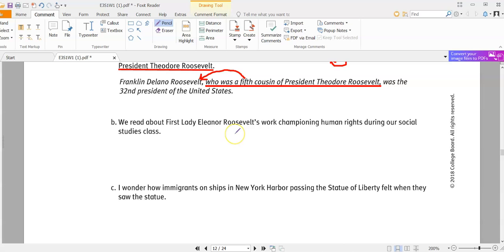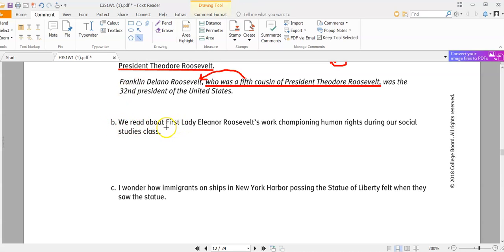I want to do this one for you too, just to guide you a little bit more, because this is a difficult concept to understand. We read about First Lady Eleanor Roosevelt's work championing human rights during our social studies class. So the way this is written is, okay, so we read, what did we read?